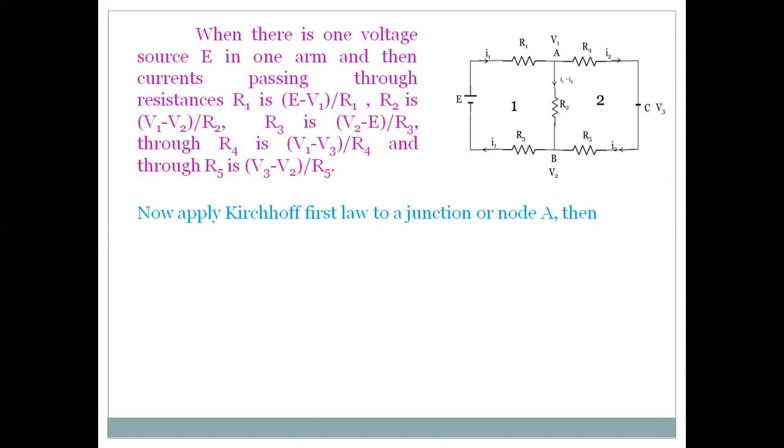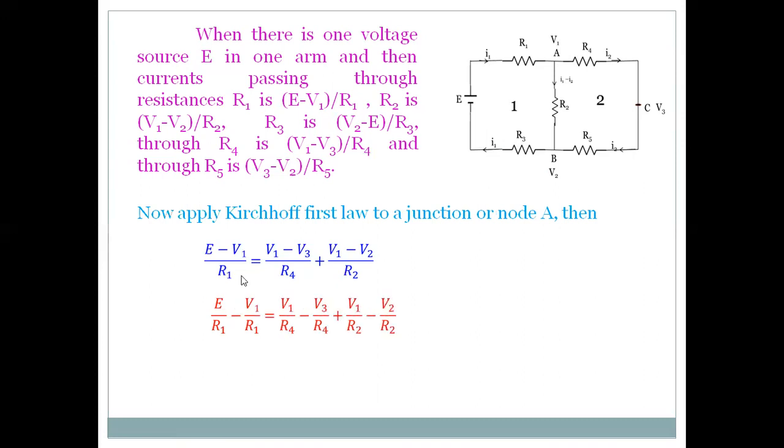Now we may apply Kirchhoff's first law to the junction A, or node A. The current entering the junction, that is I1, equals (E minus V1) by R1, which is equal to the currents leaving the junction: at this place (V1 minus V2) by R2, and at this place (V1 minus V3) by R4. Now by simplification, E by R1 minus V1 by R1 is equal to V1 by R4 minus V3 by R4 plus V1 by R2 minus V2 by R2.